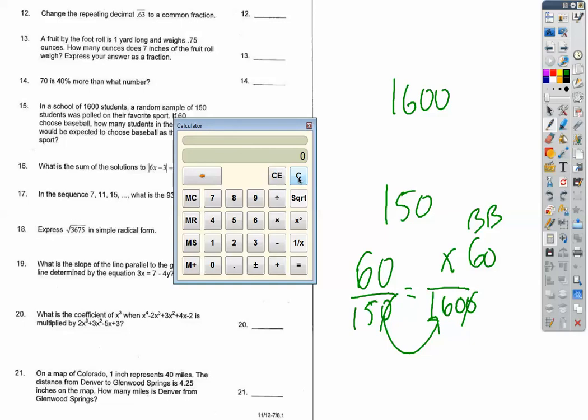So we know that, divided by, and so we multiply that by 60, and so I get 640 would say that baseball is their favorite sport. And that is right. There's got to be an easier way, though, because that was just a heinous decimal. All right. We'll come back to that, I guess.